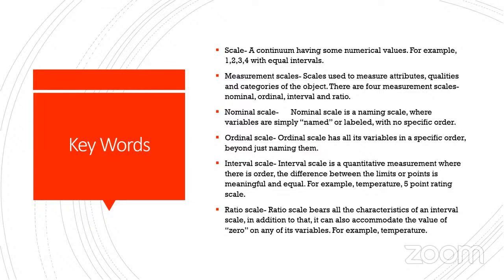Now, interval scale is a quantitative measurement where there is order. The difference between the points is meaningful and equal. For example, temperature, or a 5-point rating scale. Interval scale is basically a quasi-interval scale. Ratio scale bears all the characteristics of an interval scale. In addition to that, it can also accommodate the value of 0 on any of its variables, for example, temperature.